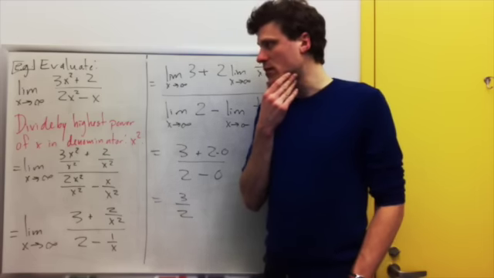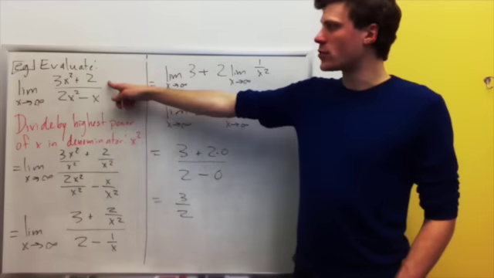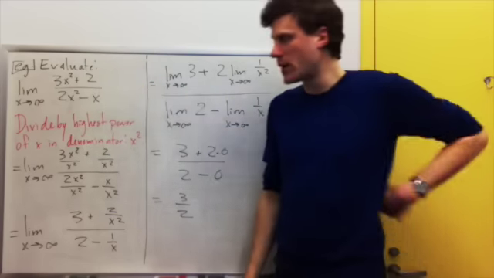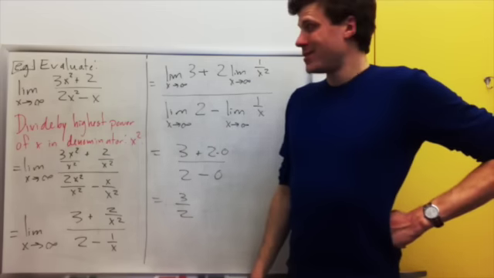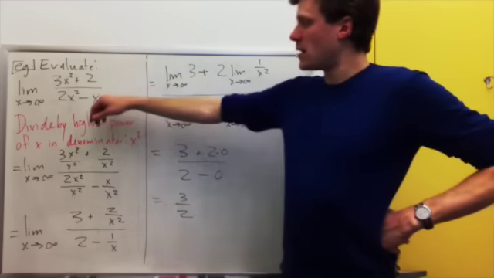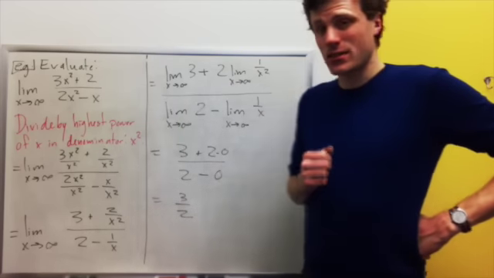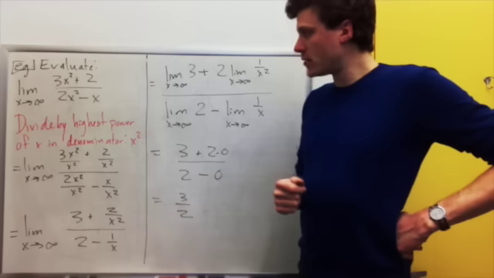So let's look at a fairly typical example. Let's look at 3x squared plus 2 over 2x squared minus x and take the limit as x goes to infinity. Your first idea might be, hey, let's factor out the denominator here. Well, I'm going to tell us not to do that. There's no reason to do that.